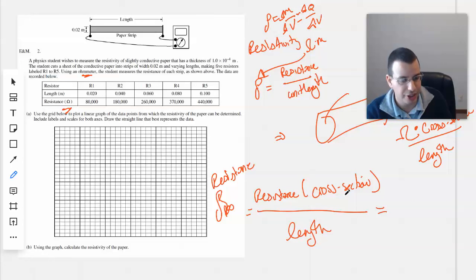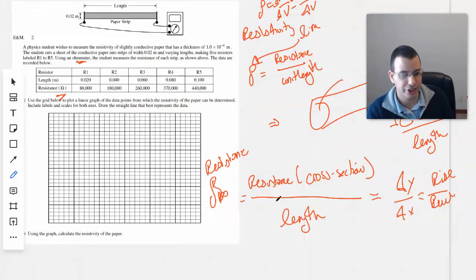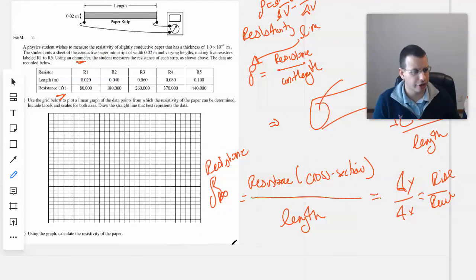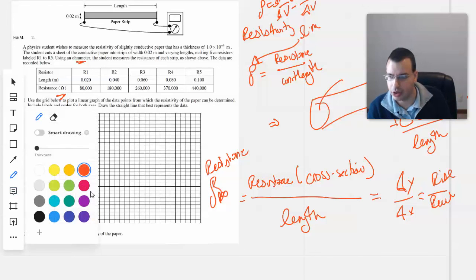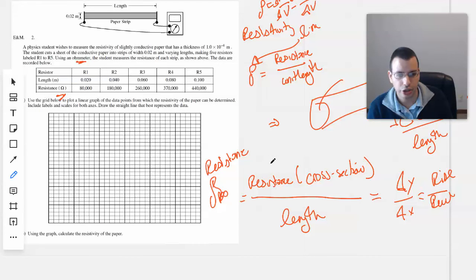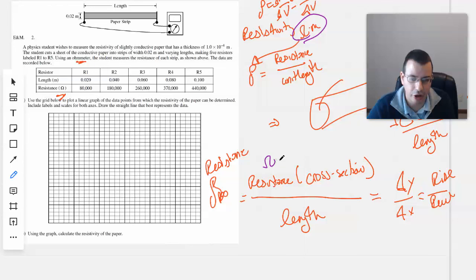We want to set it up with this on top because we want a rise over run situation. Rise over run. And we know that this is the equation for resistivity. One way to know that, or a dummy check to make sure that you're not completely wrong, is you know that resistivity is measured in ohm meters. So you have here ohms, you have cross-section will be meters squared, and then the length will be in meters, and one of the meters will cancel, and you'll have ohm meters.